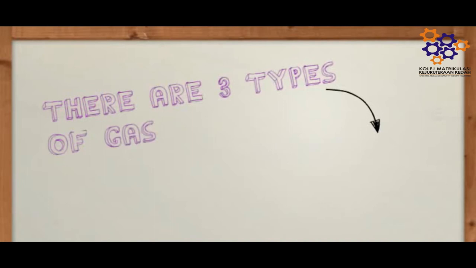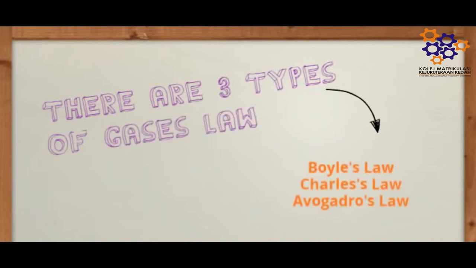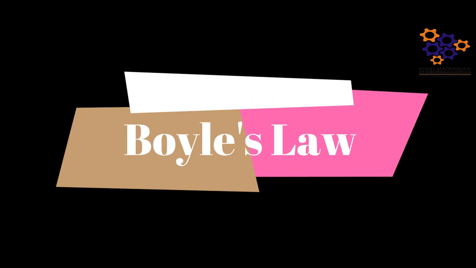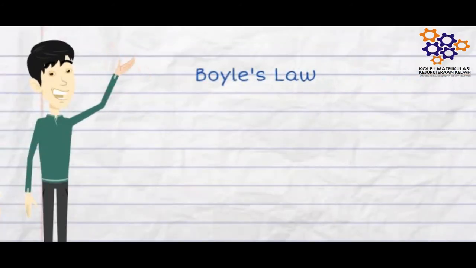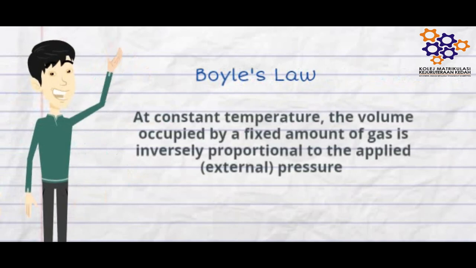There are three types of gas laws. There is Boyle's law, Charles' law, and Avogadro's law. Boyle's law states that at constant temperature, the volume occupied by a fixed amount of gas is inversely proportional to the applied pressure.